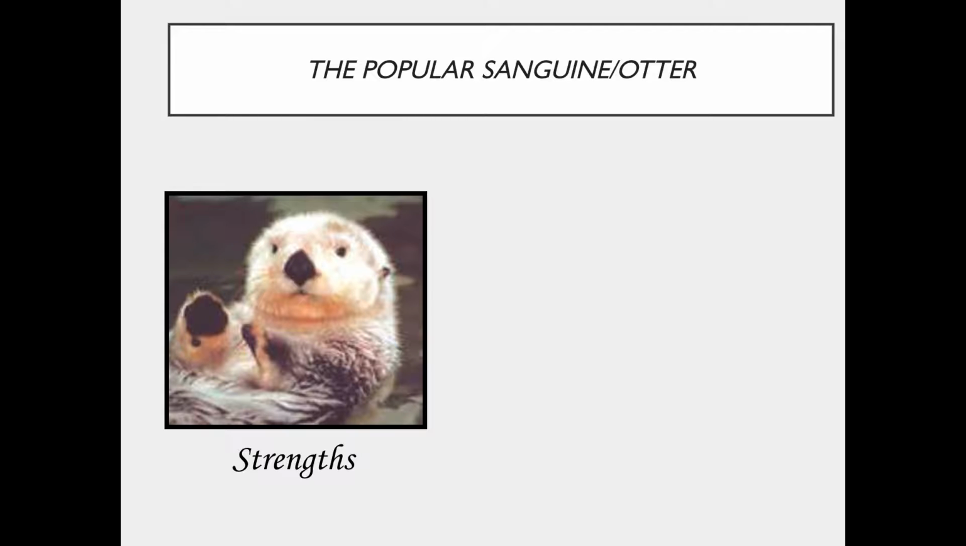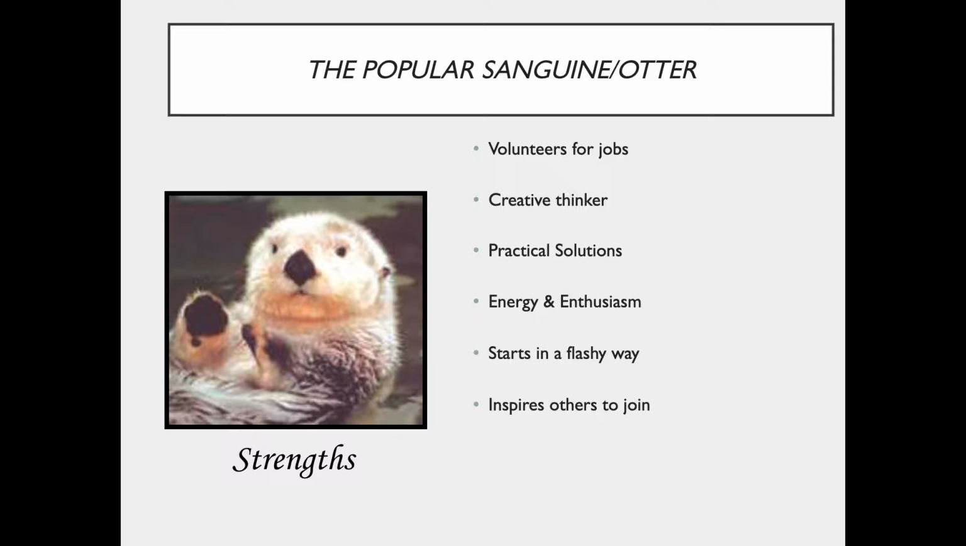All right, now you have the popular sanguine, the otter. The strengths of your otter. Think about your otter. Swims around, plays with his oyster on his lap, enjoys playing with his oyster well before he ever eats it. Okay, so these guys are volunteers for jobs, they're creative thinkers, practical solutions, they have high energy and enthusiasm, they start in a flashy way, they inspire others to join, they charm others to work.